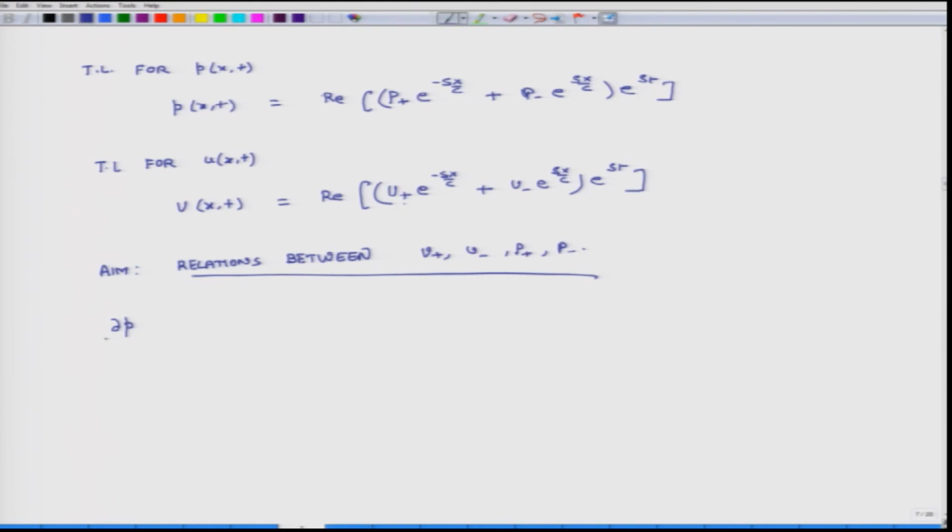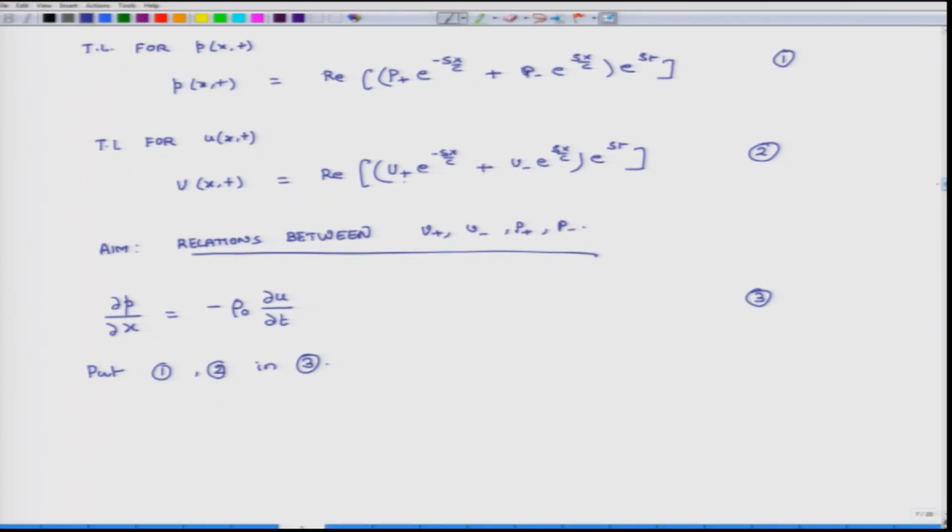The momentum equation is the partial derivative of pressure with respect to x equal to minus rho naught del u over del t. Let us call this equation 1, this equation 2, and this equation 3. What we do is we put 1, 2 in 3. We substitute equation 1 on the left side, equation 2 on the right side, and we do the mathematics, and the left side is del p over del x.